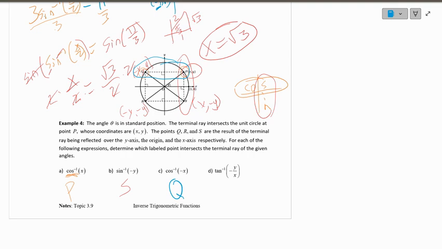And then last, inverse tangent. Now this one may seem tricky, but if you really think about it, it's not that bad. Because inverse tangent also can only be P or S, right? Quadrants 1 or 4, if you recall. So we know it's got to be 1 or 4. So it's either P or S, and it's negative, which means it can't be P. So it has to be point S.